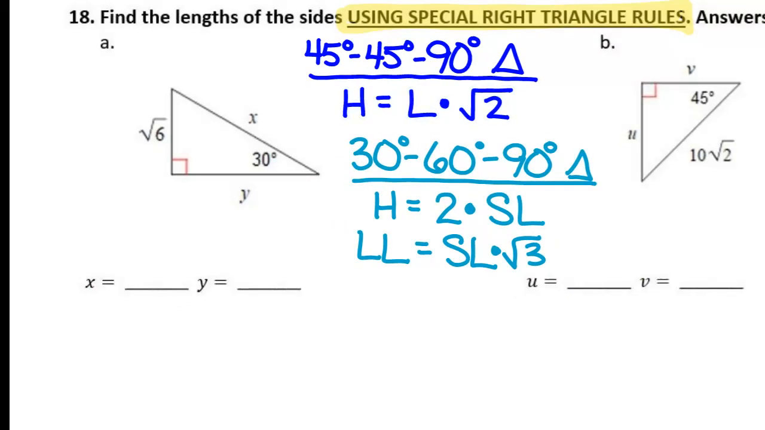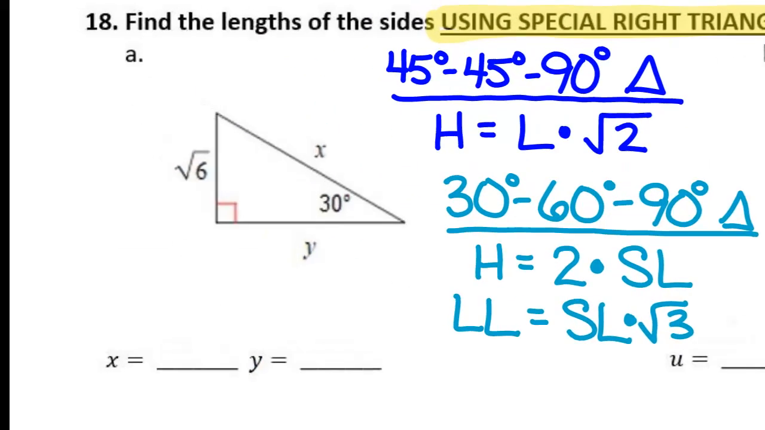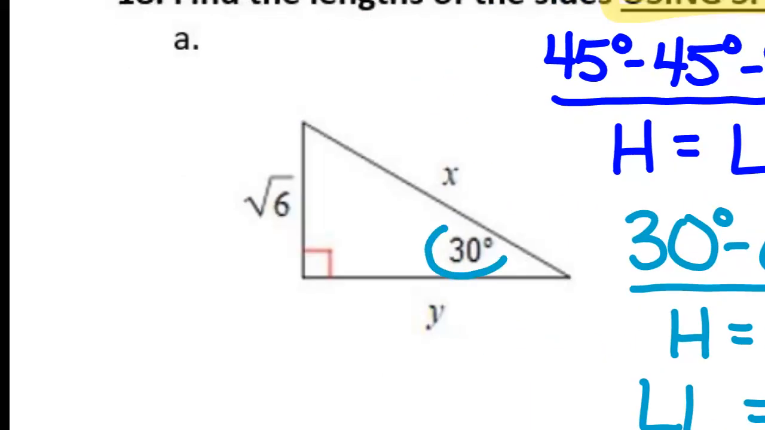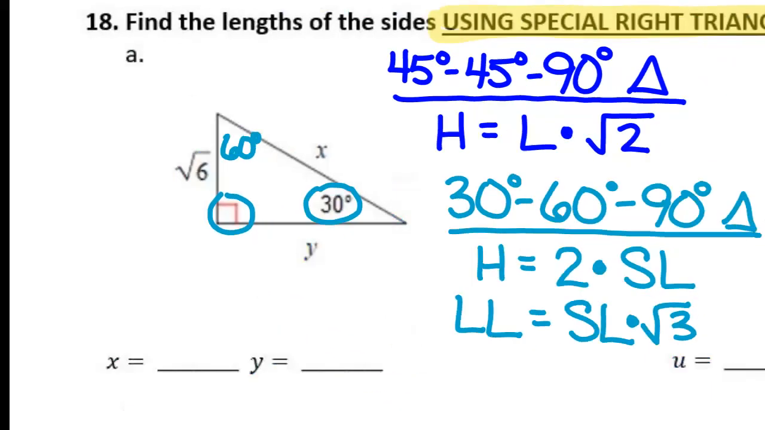All right. So let's look at part A. Is part A a 30, 60, 90 or a 45, 45, 90? 30, 60, 90. Here's the 30 degrees. Here's the 90 degrees. Triangle sum theorem tells me that this angle up here has to be 60, because 60 plus 30 is 90, plus another 90 gives me 180.